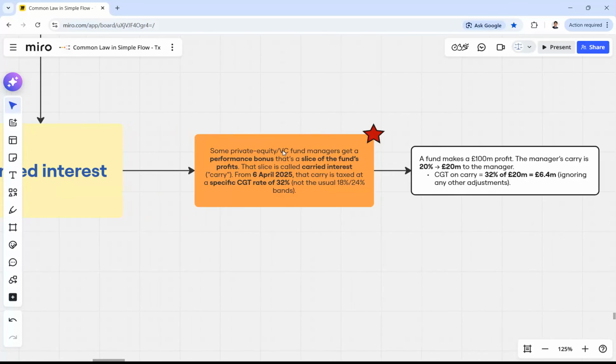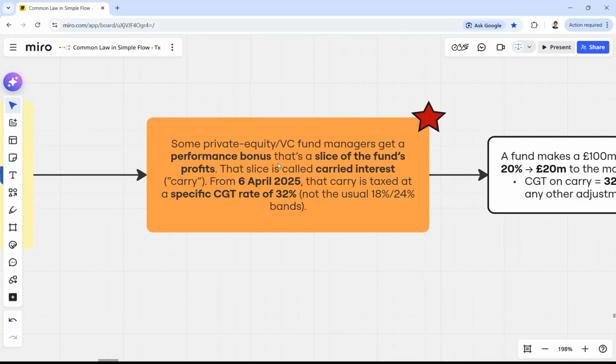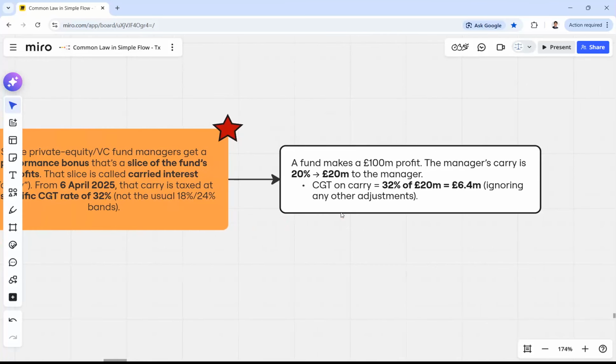And now carried interest. As I said, some private equity and venture capital fund managers get a performance bonus that's a slice of the fund's profits. Basically, the fund sells something and you get a bonus for that. That slice is called carried interest because you get money from the company because a capital gain was sold and you're getting a bonus. And that bonus is taxed at a carried interest rate of 32%, not the usual 18 or 24, which is higher.